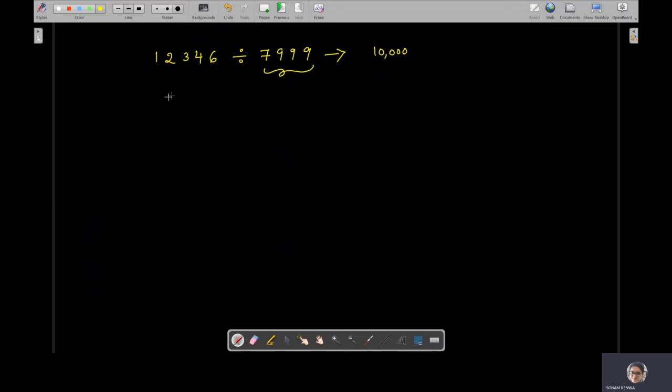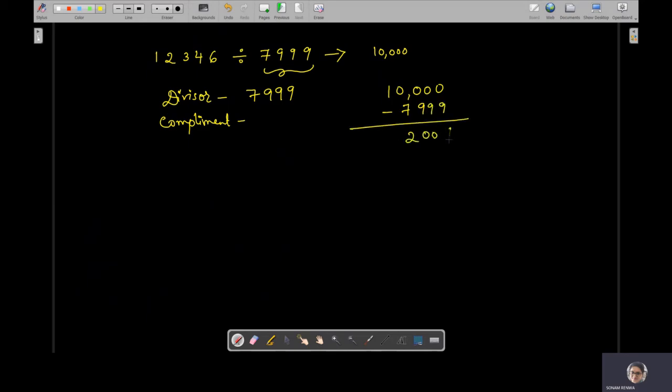And now what we'll do? So the divisor, we know what is the divisor? The divisor is 7,999. And what would be the complement of this divisor? Let us subtract 10,000 minus 7,999, which is nothing but 2001. Yes, so 2001 would be my complement.